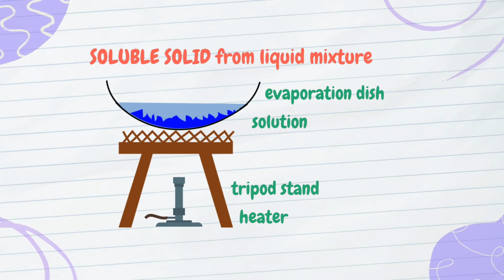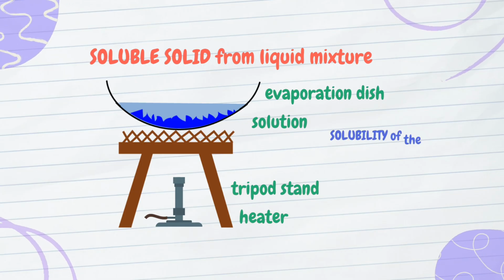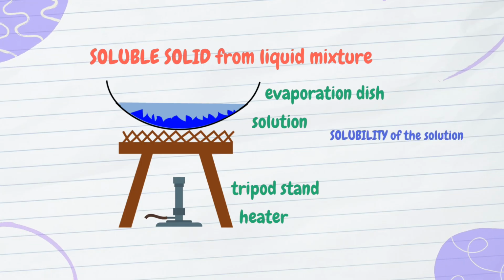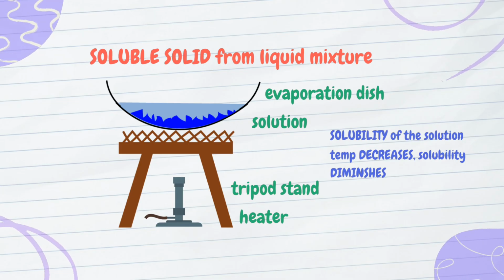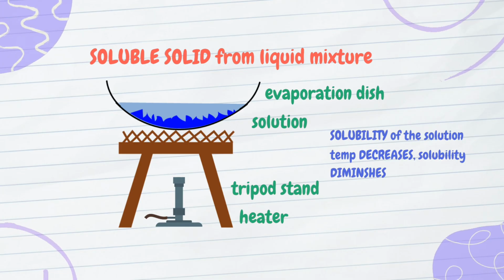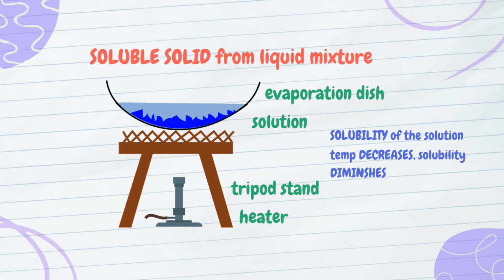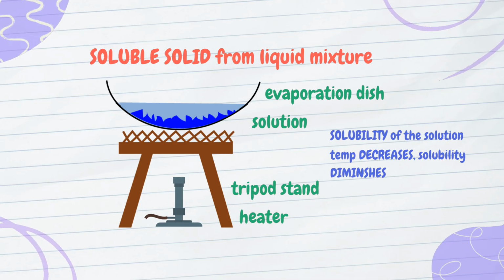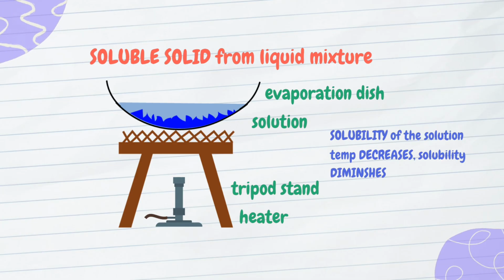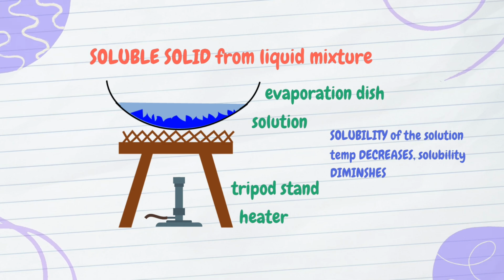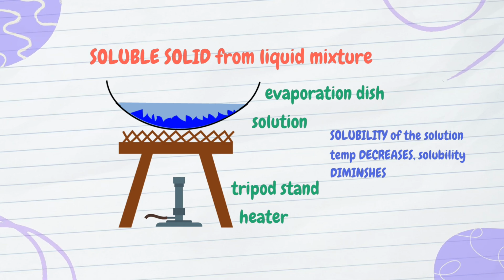The crystal formation during cooling is linked to the solubility of the solution. As the temperature decreases, the solubility of the solution diminishes, causing the dissolved solutes to change into solid crystal structures. This relationship between temperature and solubility is the key to the success of the crystallization process. Once the crystals have formed, they can be separated from the solution.